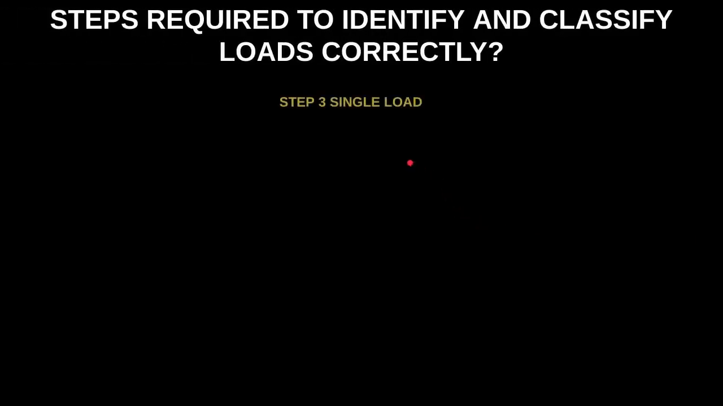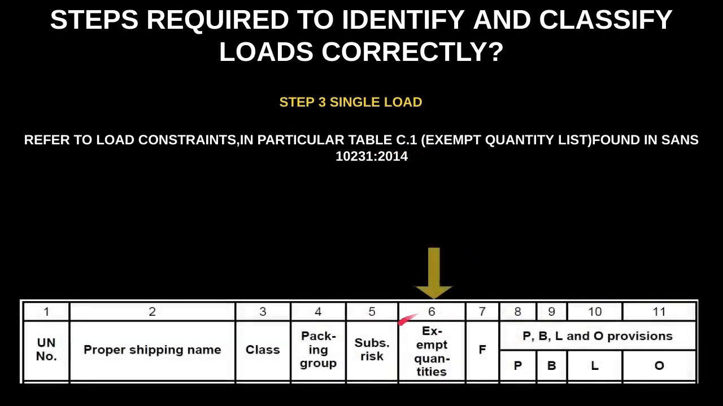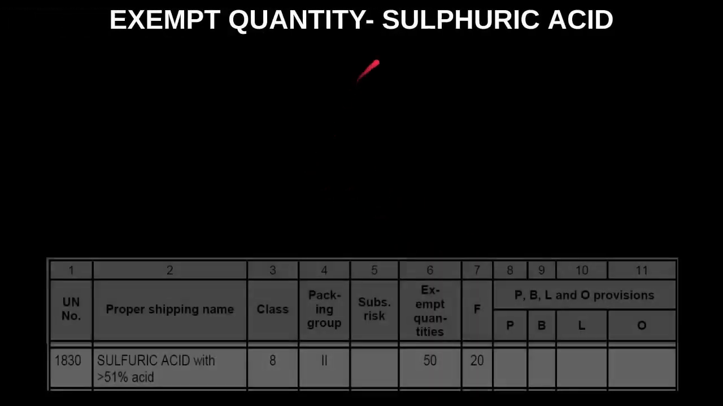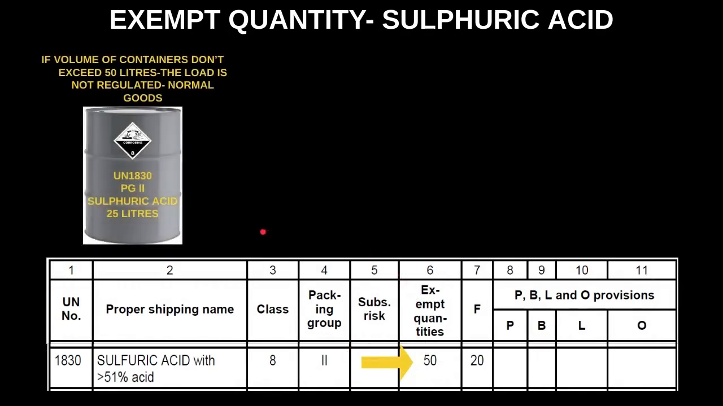Step 3. Determining exempt quantities. For single loads, refer to Table C1, the exempt quantity list in SANS, to determine if the quantity exceeds the exempt limit. Example. Sulfuric acid, packing group 2, has an exempt quantity of 50 liters. If the load contains 20 liters, it is below the exempt quantity and considered a normal goods load, which means it is not regulated. But, if it exceeds 50 liters, it becomes a regulated dangerous goods load.